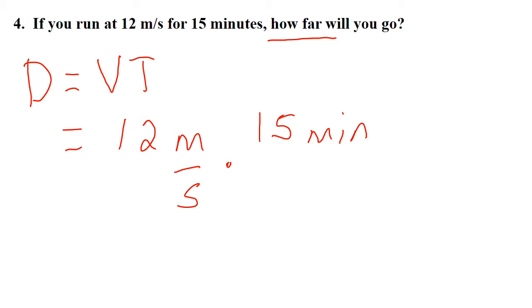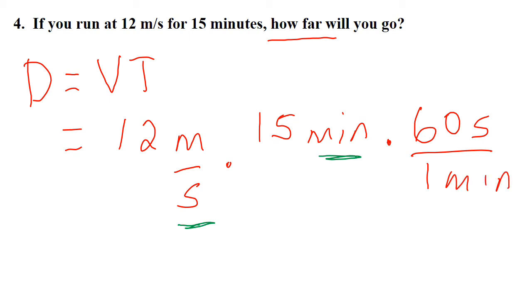Now here's where we have a problem. We have seconds down here and you have minutes up here. So what I need to do is I actually need to change my minutes, 15 minutes, into seconds, and I know that there's 60 seconds for every 1 minute. Then my minutes will cancel, these seconds will cancel, and I'll have an answer in a unit of meters, which is a distance value.